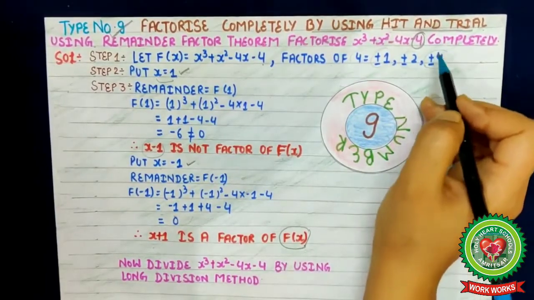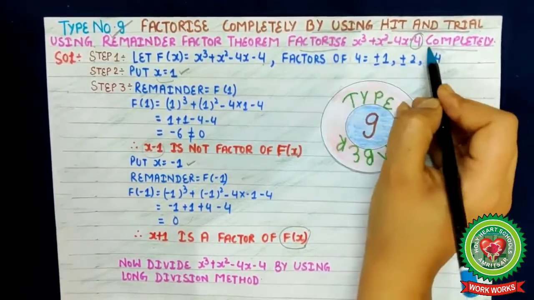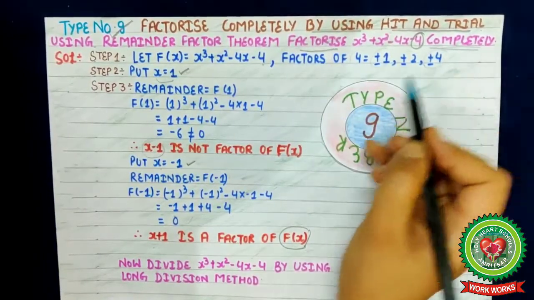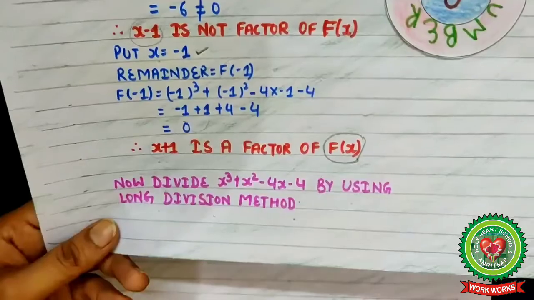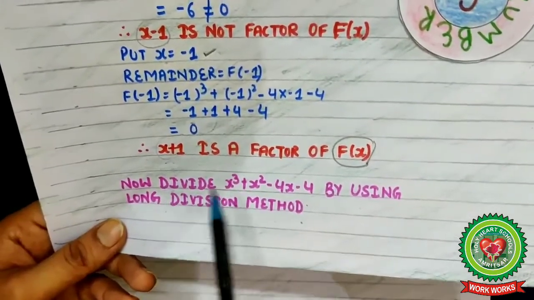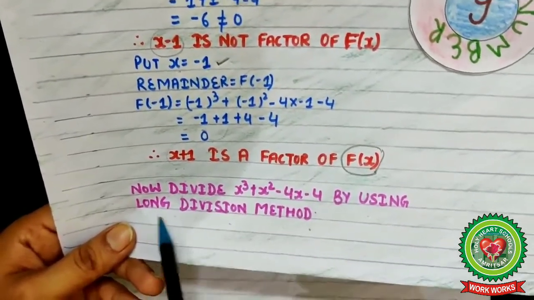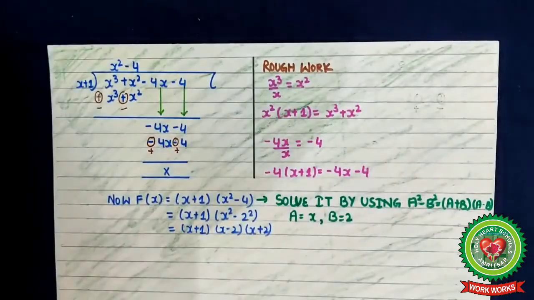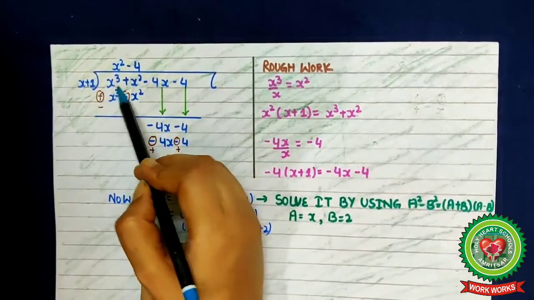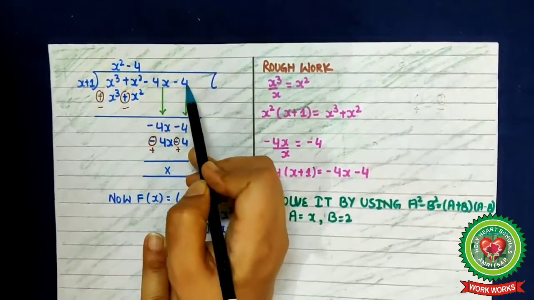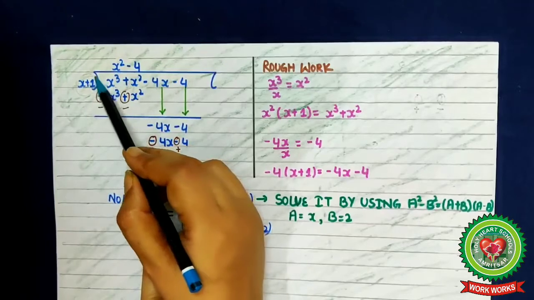Now we have to factorize completely. For that, as we discussed in our 8th type, we do the long division method. Now we have to do long division of this by x plus 1. So let's start with the long division. Here is the sum, x cube plus x square minus 4x minus 4. We have to divide it by x plus 1. So repeat those long division steps.